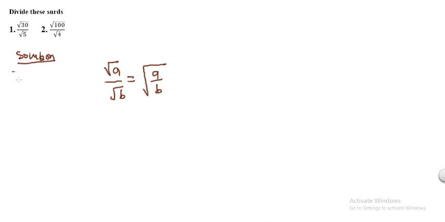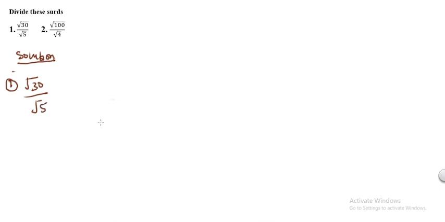For the first example, we are told to find root 30 over root 5. Let me clean up space here. So if we are doing root 30 over root 5, one of the things we can do is to pull it together. So we can say this is the root of 30 over 5. So 30 divided by 5 is equal to 6. So this is root 6. This is your final answer.